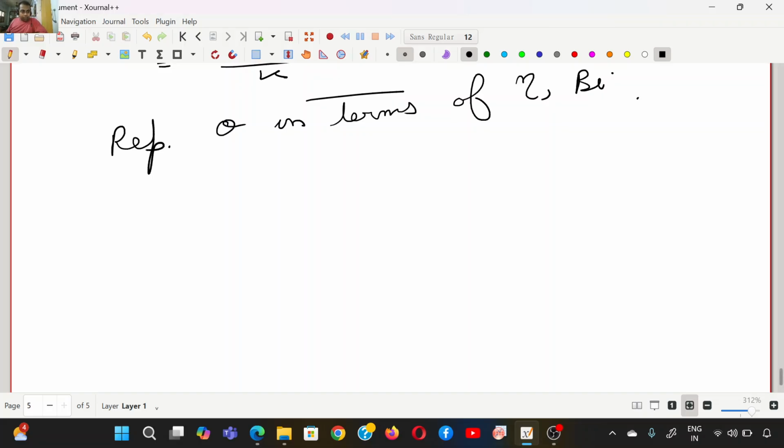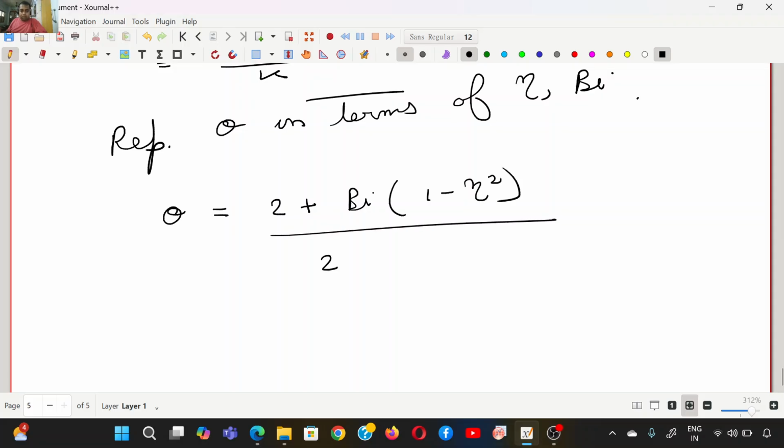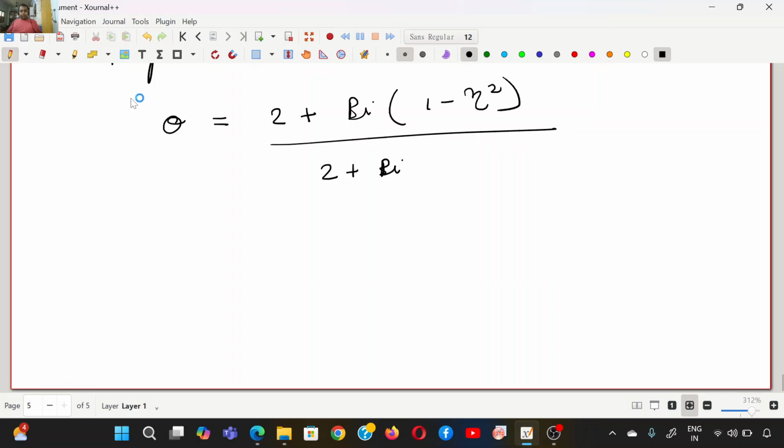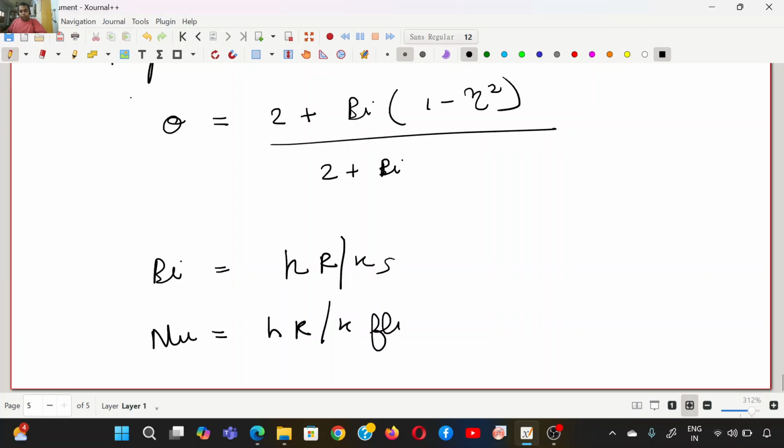I hope you got this expression. Again, this hR by k, you will come across a similar term in the future again. So I'll just make a distinction now itself. In case of a solid, Biot number is equal to hR by k of solid. And when we come to convection, we'll see the Nusselt number. That is also hR by k, but that k is k of fluid. So note the distinction.